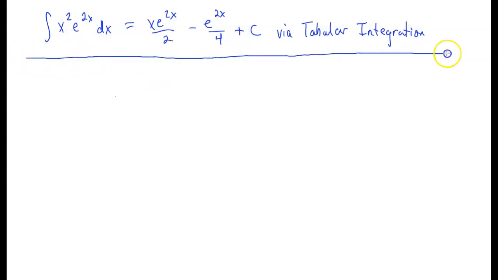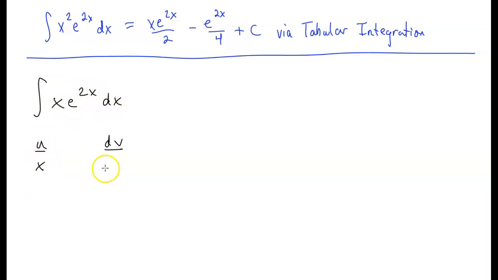So I'm just going to draw a little line here and let me change the colors right quick. So let's do this one first. All right, so if we do tabular integration, we're going to do the same thing as we did before to start off with. We're going to select what our u is going to be, and we're going to select what our dv is going to be, okay? Just like last time, we let x be u, but we're going to put it here in this column, and we're going to let e raised to the 2x dx be dv, okay?